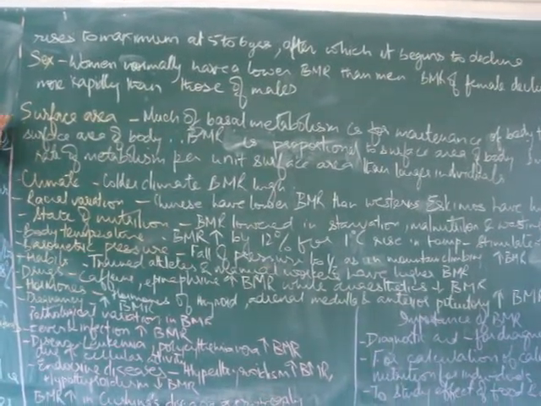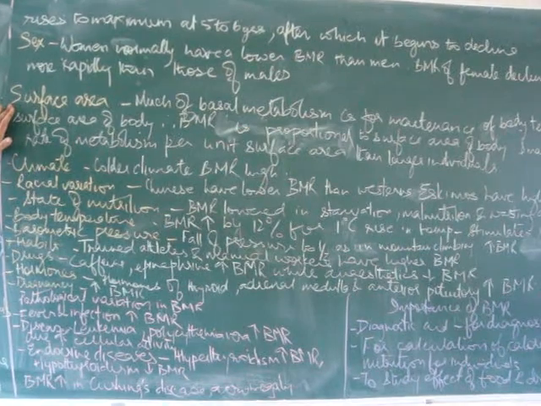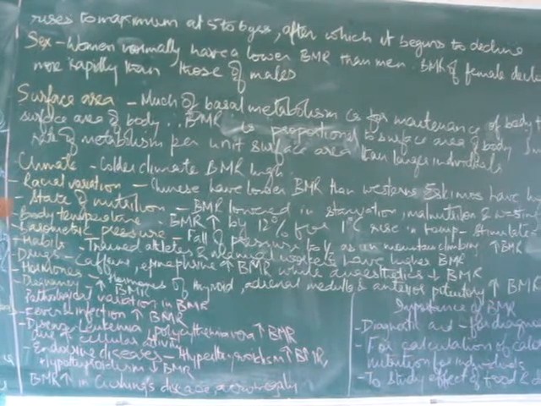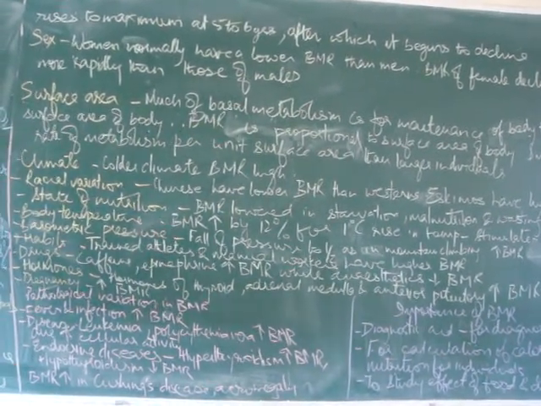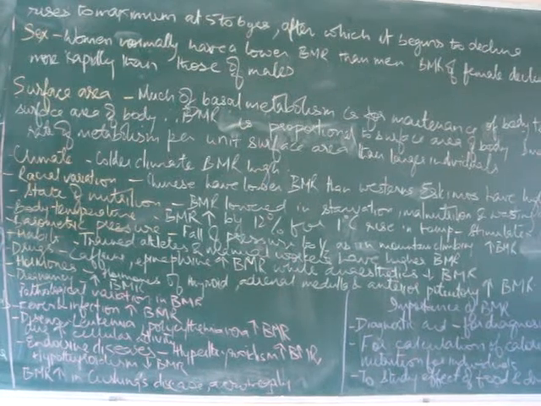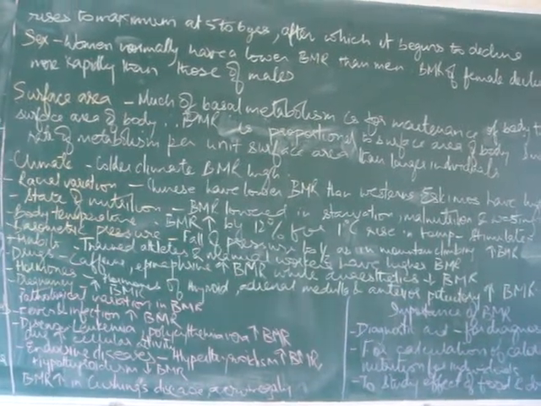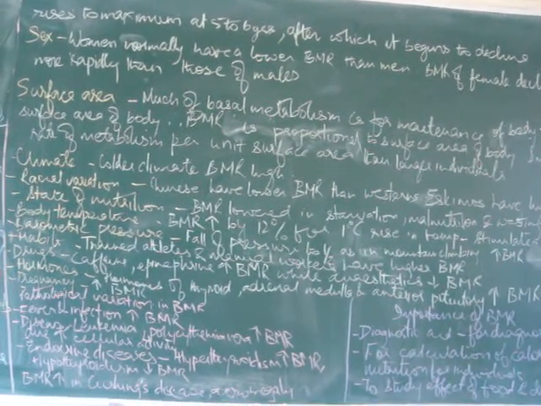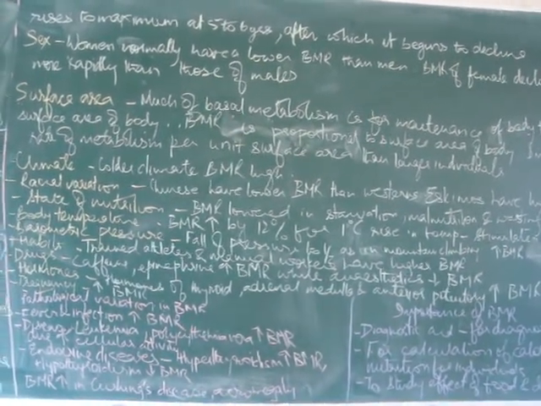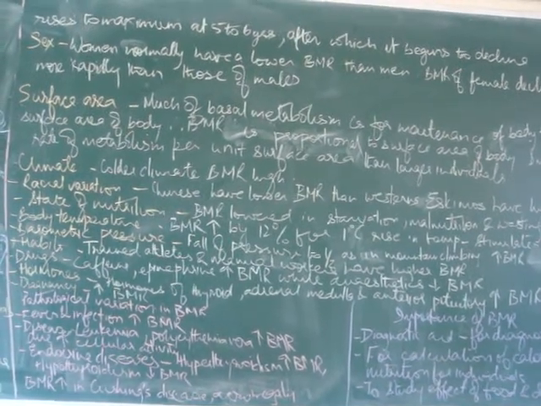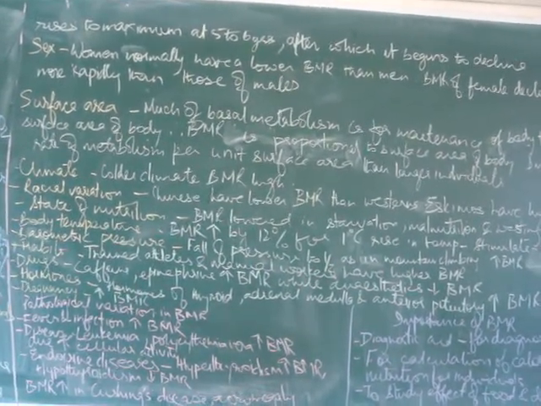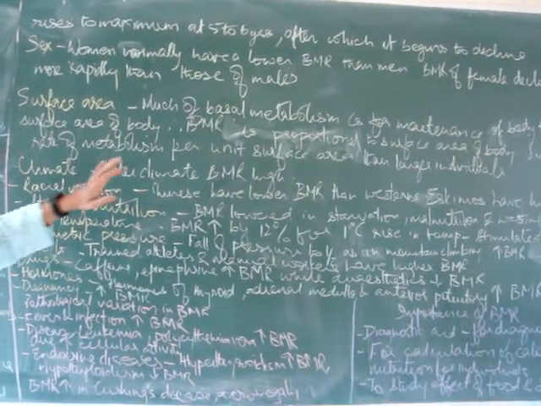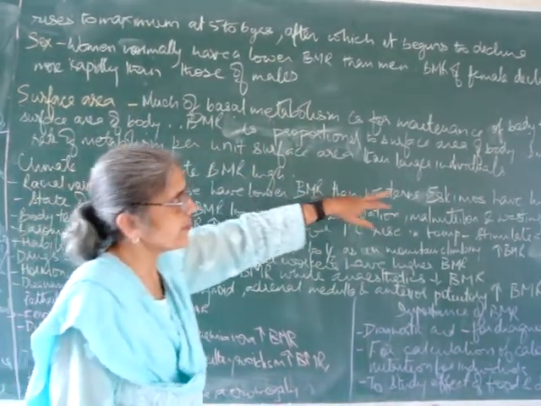Then the sex: women normally have a lower BMR than men. BMR of females declines greatly between age 5 and 17, more rapidly than that of males. Males still have a higher BMR. Then the surface area. Much of the basal metabolism is for maintaining our body temperature, and the amount of heat production is proportional to the surface area of the body. So the greater the surface area, the greater the heat required to maintain body temperature. So BMR is proportional to the surface area of the body.